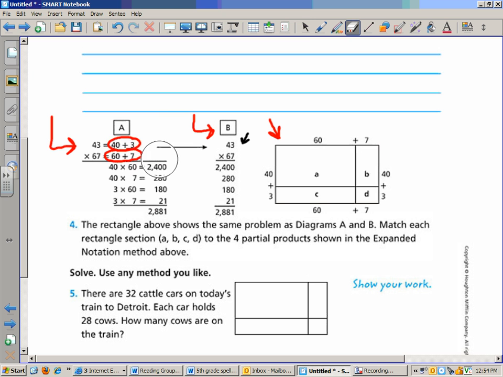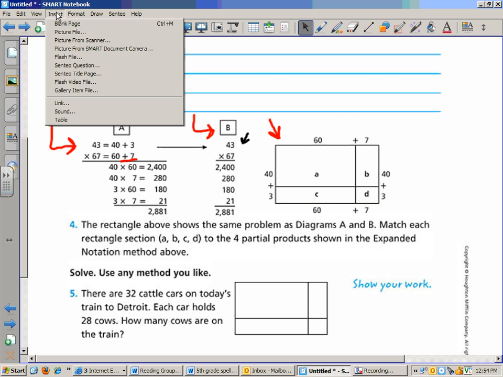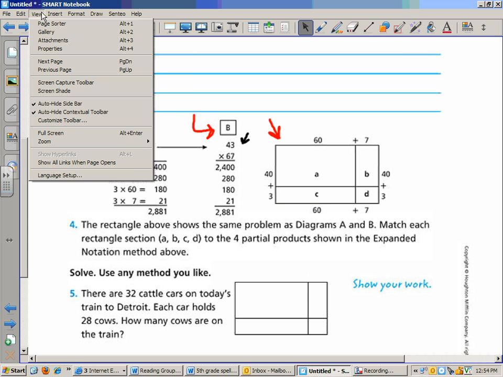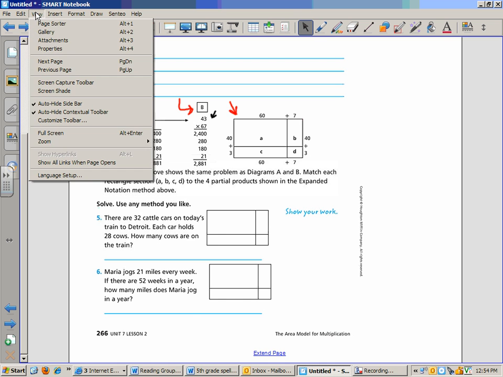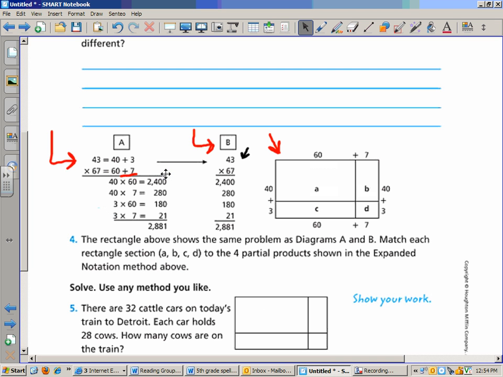So when we look at our multiplication here, let's see if I can make this bigger. I don't think it's going to let me zoom in just a little bit, guys. Here we go. Oh, zoomed out. Let's zoom in a little bit. Okay.